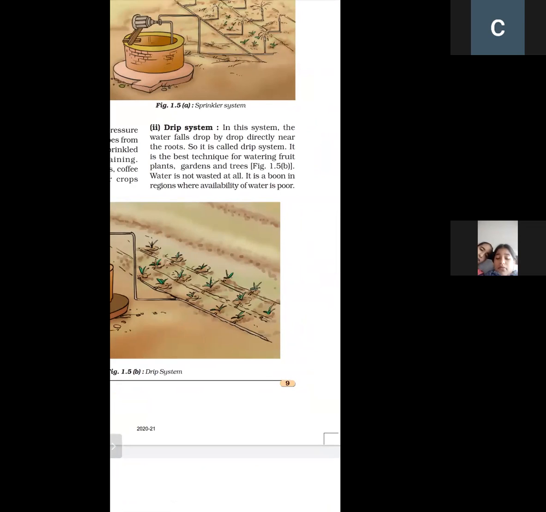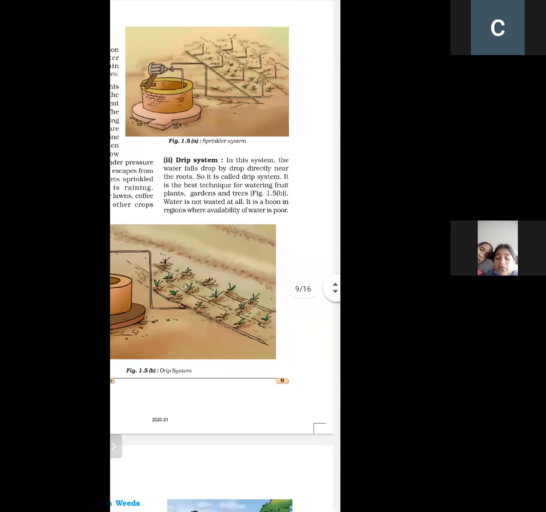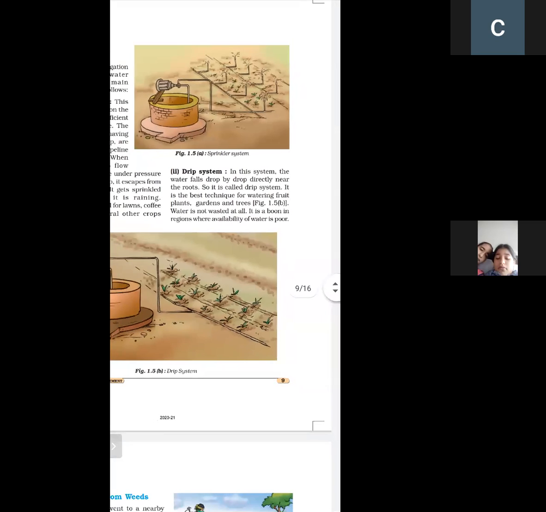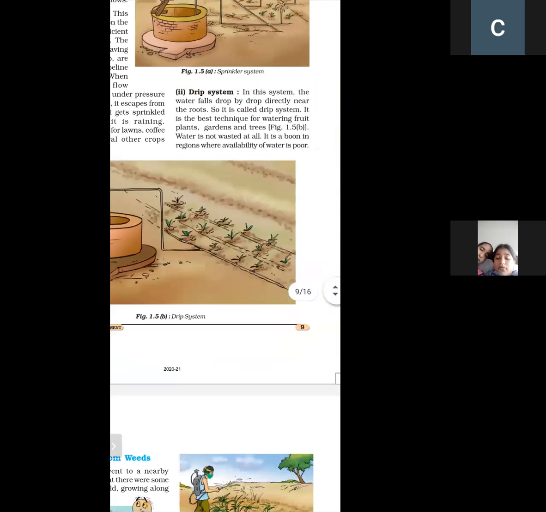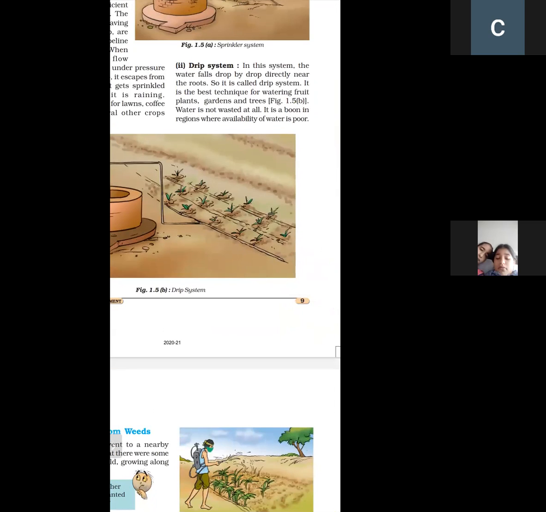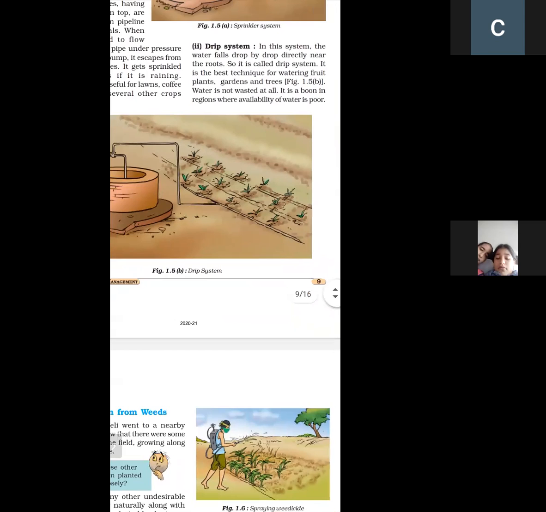If we water the plant at the base of the roots, then the plant grows with much better quality as compared to the sprinkler system. So drip irrigation is the best method, because it waters the plants drop by drop at the roots of the soil, and this will increase the quality of the crop.